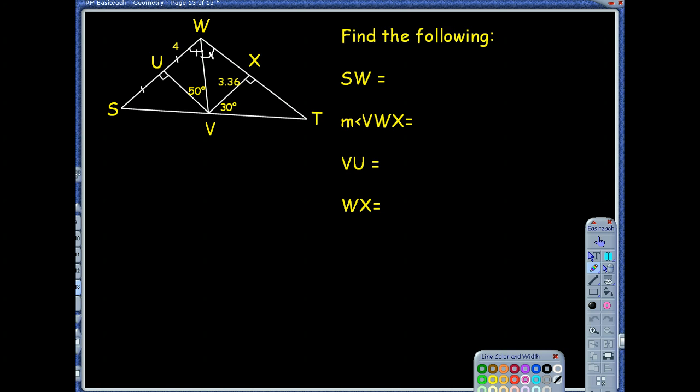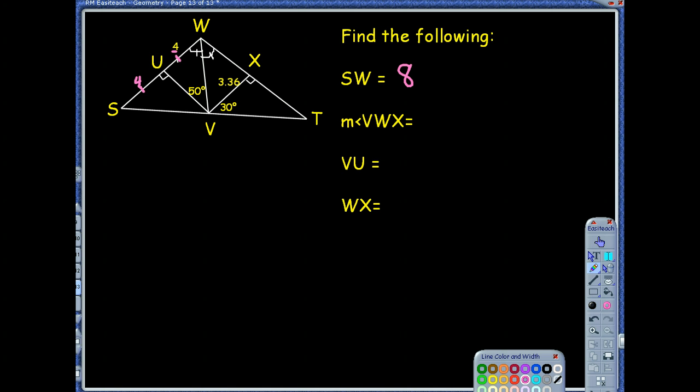Is there anything we know about segment SW right now? Well, I see SW is made up of two congruent pieces, and one of them is labeled 4. That means the other, SU, is 4, which means SW is 8. Great. Well, that was easy. That was easy enough. Okay.